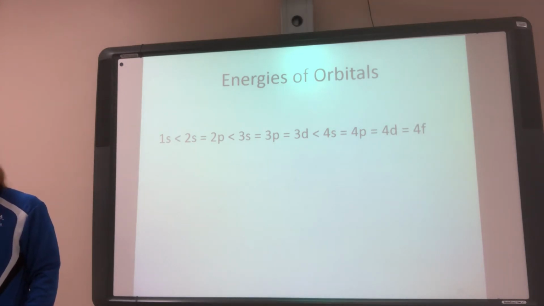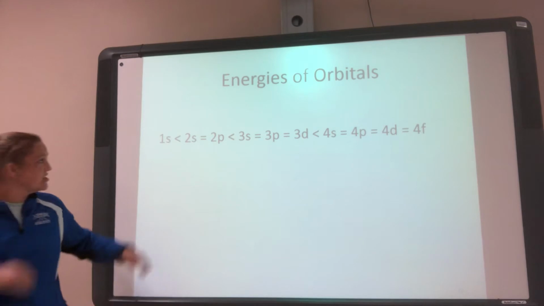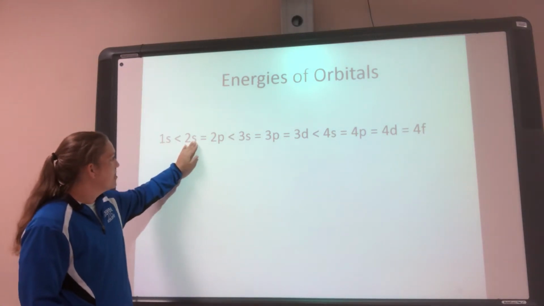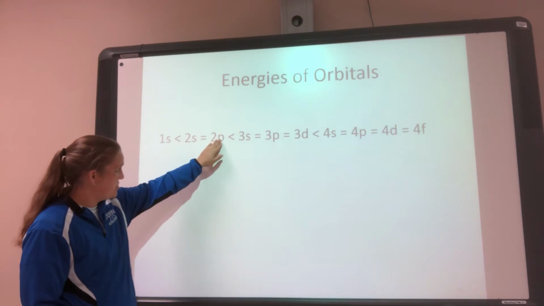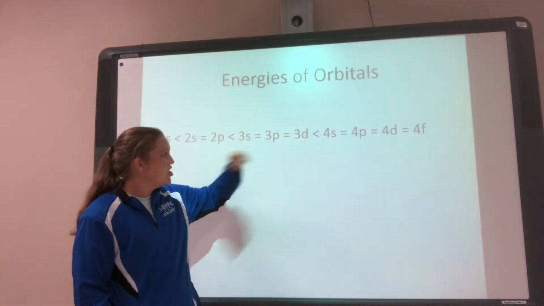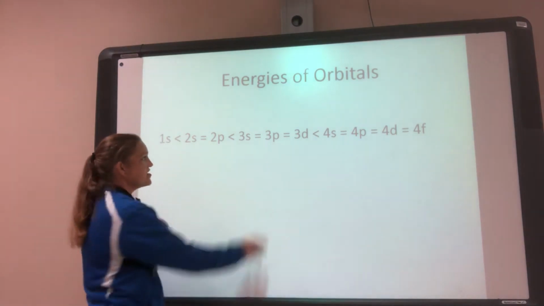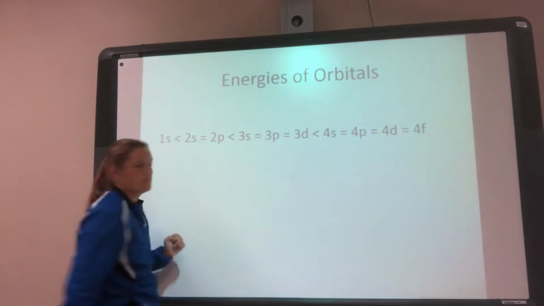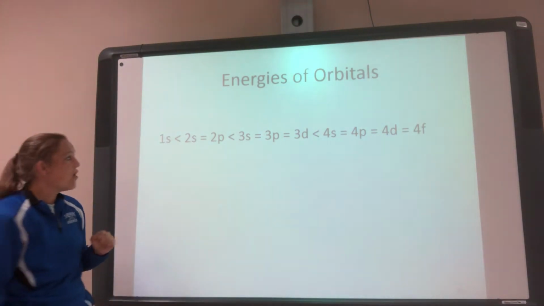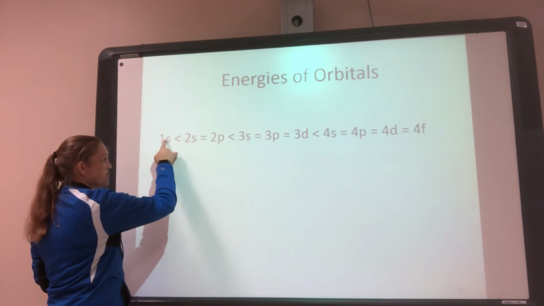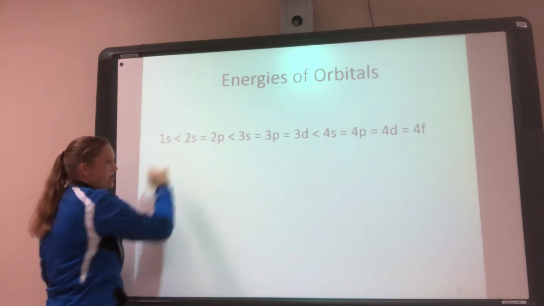So the first thing we should know is that the energy here, here's a 1s, is less than the 2s. But the 2s is equal to the 2p, which is less than the 3s, 3p, 3d. So if you notice, the s, p, and d are equal if the n is the same. Okay? What really makes a difference in the energy is the n, because the difference between this guy and this guy is the n.